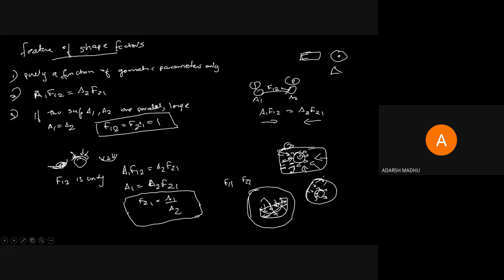That is, we're taking two systems, or two bodies. When heat is transferred from one body to another as radiation, here F12 is from 1 to 2, and it is the same as A2 F21. Thereafter we said that if two surfaces are parallel and large, with area A1 equal to A2, same area, therefore F12 equal to F21 equal to 1.